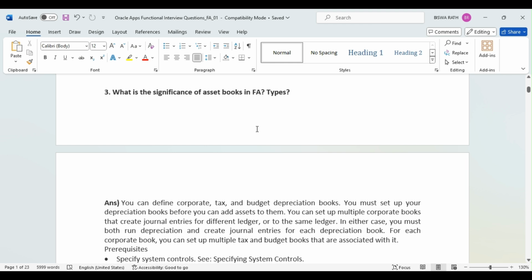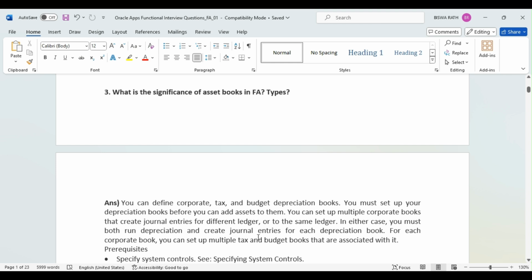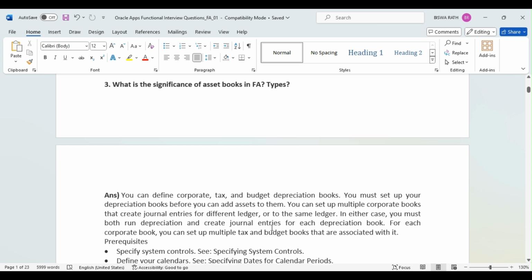So ideally, there are three types of fixed assets books. One is a corporate book, second is tax book, and third one is the budget depreciation book. Based upon the country's requirement, we can create all these fixed assets books in the system. But it's all country specific. If you have a different reporting structure as far as your tax fixed assets component has to be reported at, other than the corporate, you can define these two fixed assets books differently.